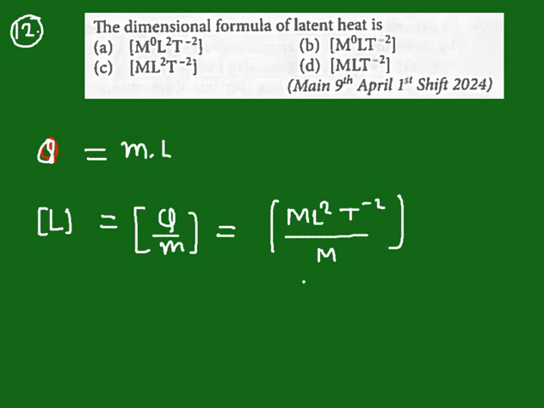So we get the answer L2t minus 2. That means we can write according to the option given m0 L2 t minus 2. So answer is option number A.